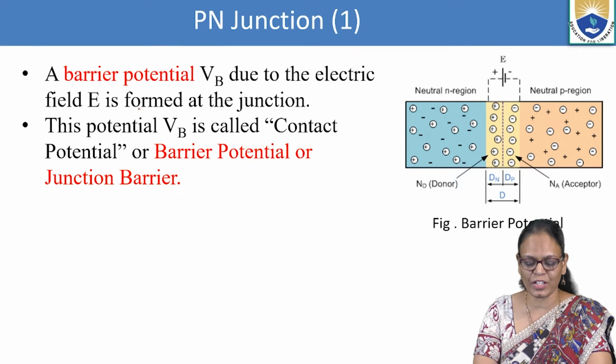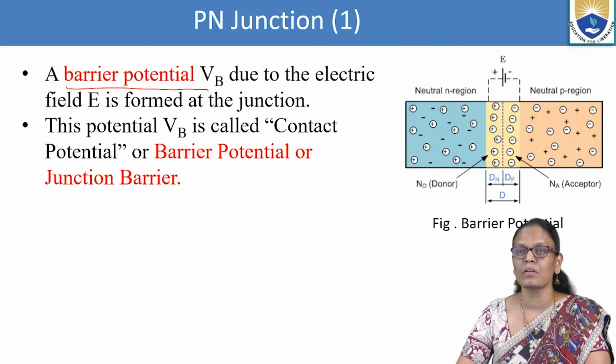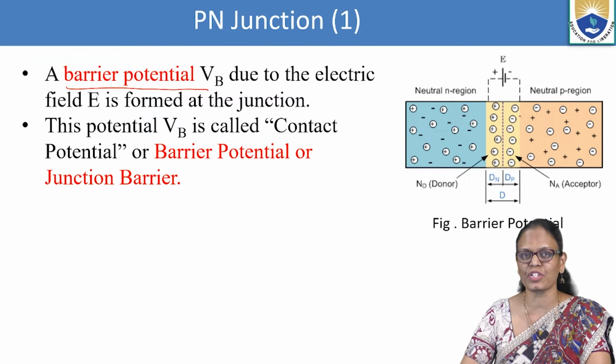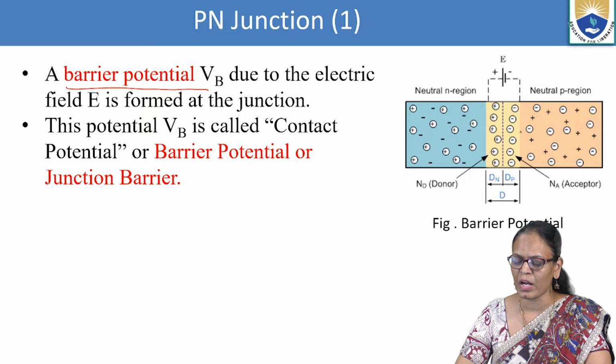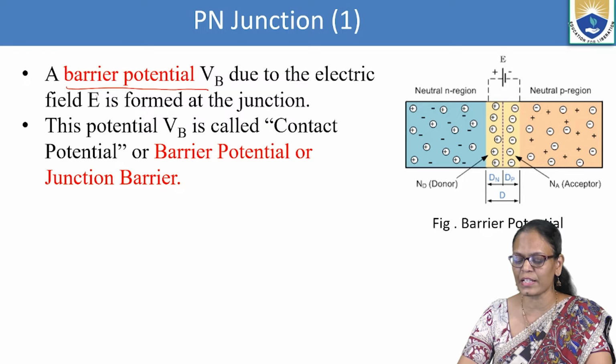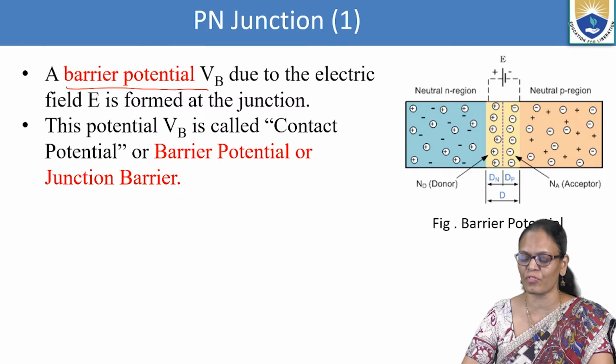Now a barrier potential VB due to the electric field E is formed at the junction. This potential we call the contact potential or the junction barrier. Why are we calling it a barrier? Because once the potential is formed, there is an electric field that is developed, and this barrier obstructs the further movement of electrons and holes across the junction.